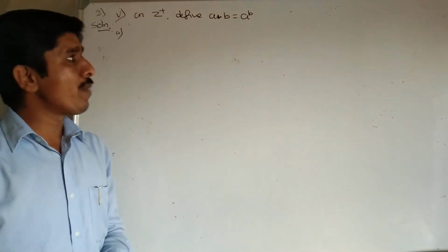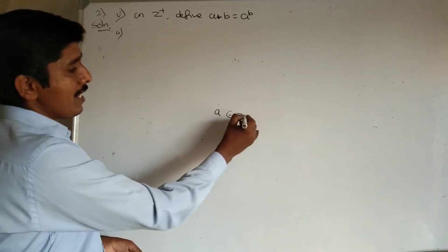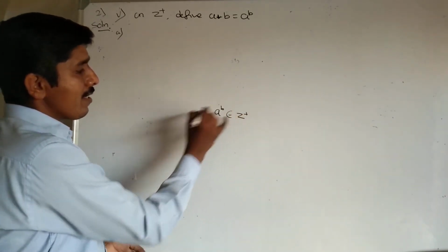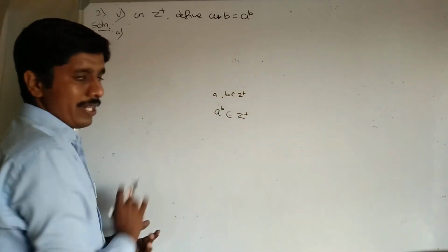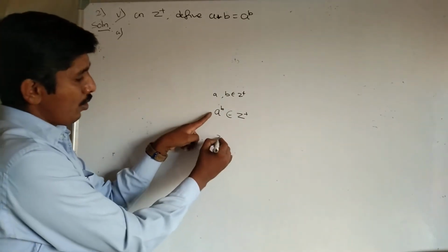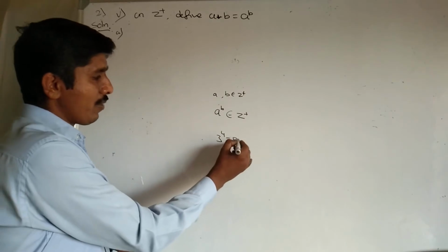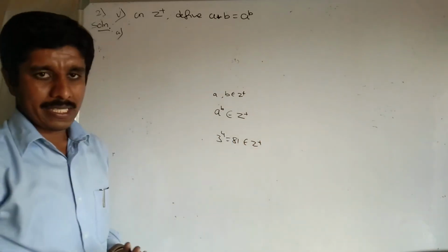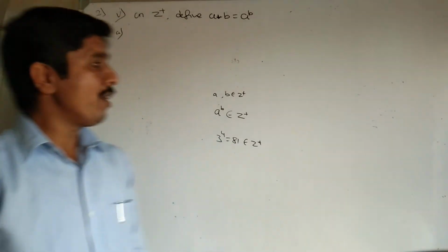First verify whether star is binary or not. Here A is a positive integer, means it belongs to Z plus. A power B, when B is a positive integer, clearly A and B are positive integers, then what about A power B? Clearly a positive integer. Suppose A equal to 3, B equal to 4. 3 power 4 is 81, clearly a positive integer. Therefore, obviously it is true. Therefore, star is a binary operation.